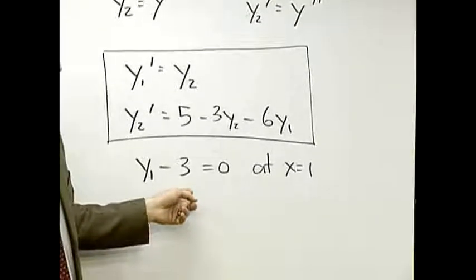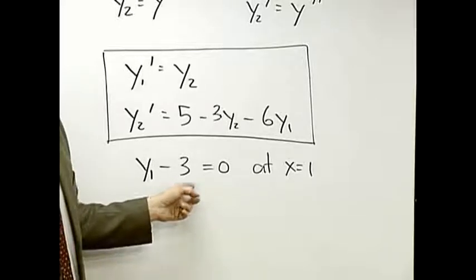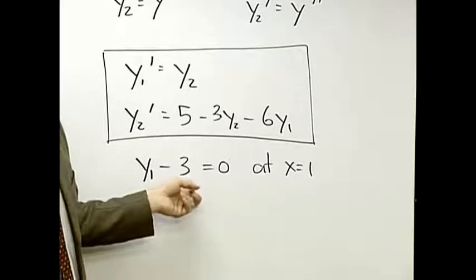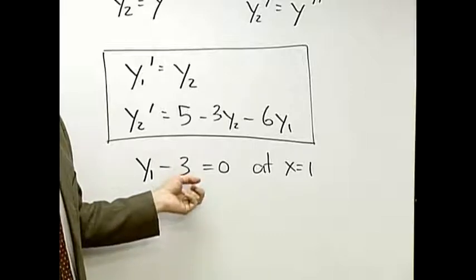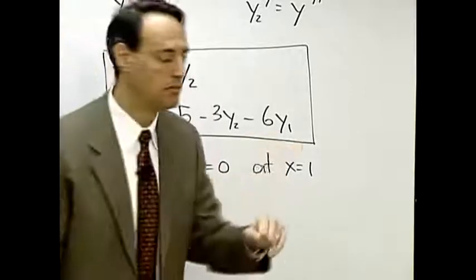Sorry, you make them equal to 0 because that's the convention for the solver. Okay, that's moving the 3 over. Yep. I want some function that's equal to 0.